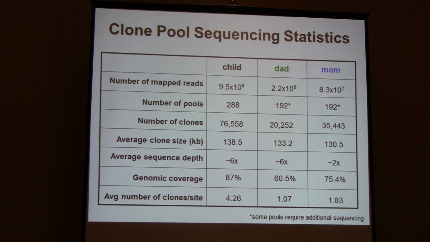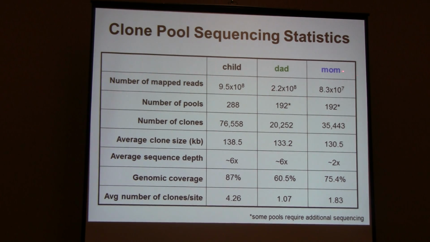So we've performed a variable amount of sequencing on these clone pools to date. For the child, we've sequenced a total of 288 pools at this point, totaling over 70,000 clones. The average clone insert size is just shy of 140 kb and was sequenced to a depth of about 6x, although I'll point out that there is tremendous variance in this number from clone to clone. Altogether, these pools span about 90% of the human genome, so we have excellent coverage. And for your typical site in the human genome, we have over 4 clones mapping to that particular spot.